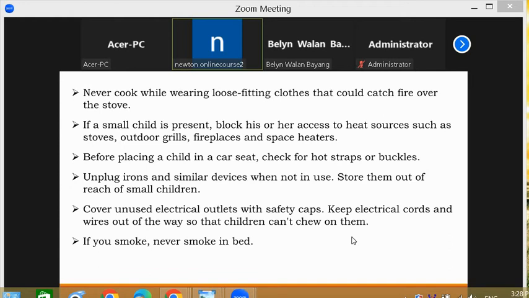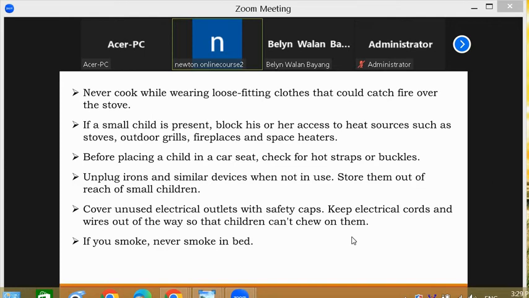Never cook while wearing loose fitting clothes that could catch fire over the stove. If you are cooking, only wear a dress that fits you and use that. If you are wearing too much loose cloth, maybe it will catch fire very fast. If a small child is present, block his or her access to heat sources such as stoves, outdoor grills, fireplaces, and space heaters.